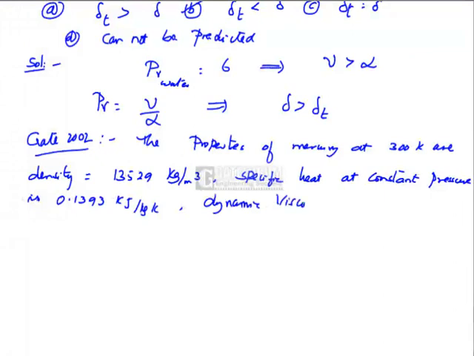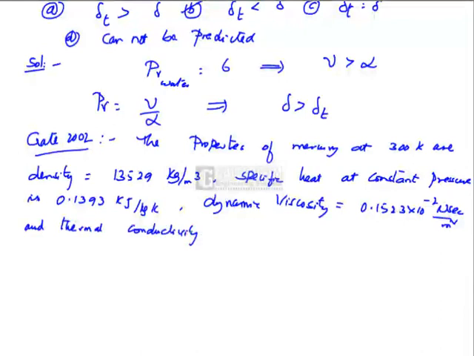Dynamic viscosity is equal to 0.1523 into 10 power minus 2 Newton second per meter square, and thermal conductivity is equal to 8.54 watt per meter Kelvin.